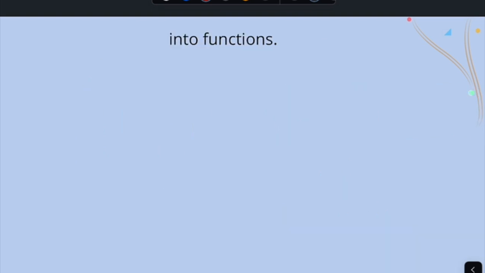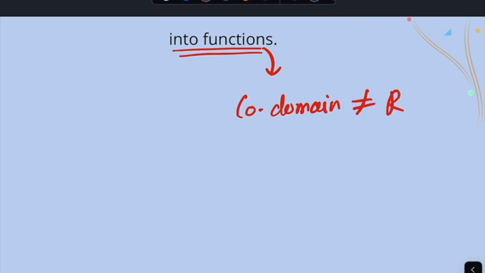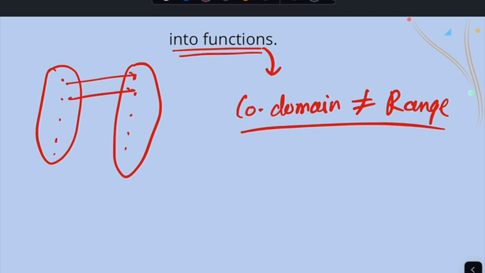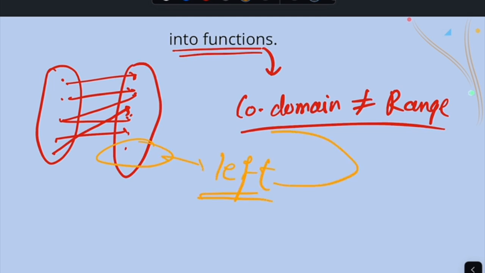Next, we come to into functions. What is left? What cases are left? Codomain is not equal to range. Such functions will be known as into functions. For example, this is mapped to this, this mapped to this, this mapped to this, this mapped to this, and this is mapped again to this. So what is left? This element, this element, this element is left. So this is an example of an into function.